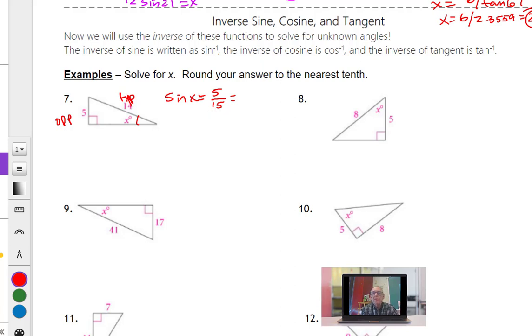So 5 divided by 14 is 0.3333 to 4 places. If we go to our table and look down the sine column in our table, we have 0.3256 for 19 degrees.